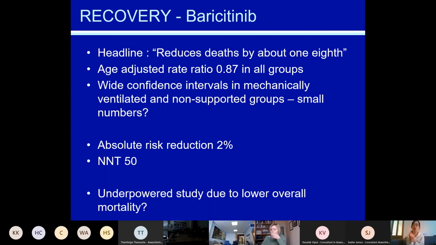So while the death is reduced by 13% or 1/8, the absolute risk reduction here is actually 2%, just because the death rate is now so much lower, and the number needed to treat, according to my maths, is 50. So the magnitude of difference made by baricitinib compared to dexamethasone is arguably much smaller. Like I said, because mortality is now so much lower, it is much more difficult to get a sufficiently powered study to detect a real difference.